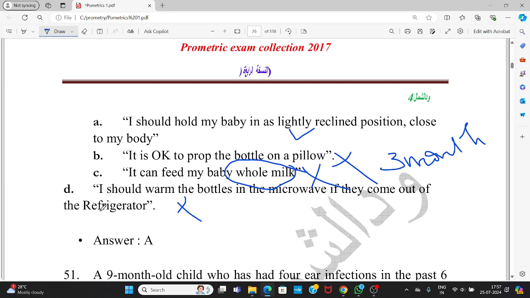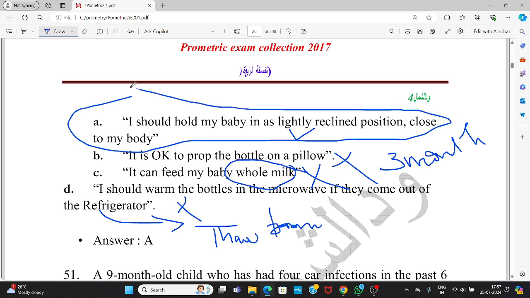No. If it is out of the refrigerator, you should thaw the bottle for some time. What is thawing? Thawing is bringing the bottle to room temperature. So we should thaw the bottle for some time and only then heat the milk. So this is the answer: I should hold my baby in a slightly reclined position close to my body. Right?